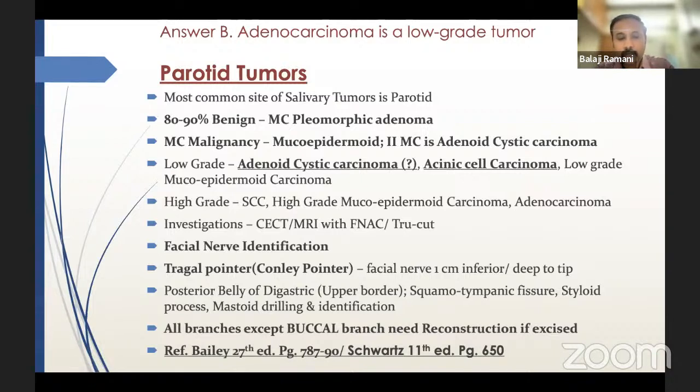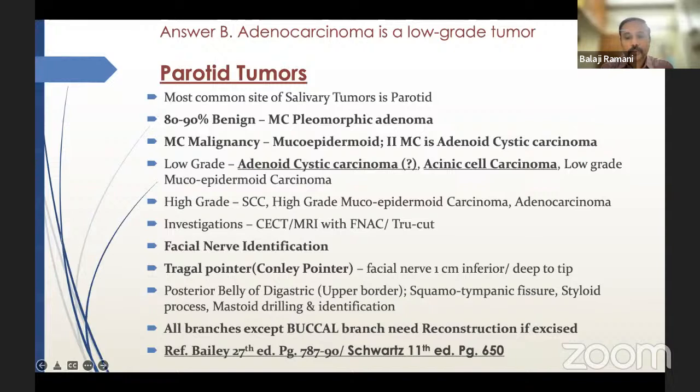The other way you can identify it is to look for the posterior belly of digastric along the upper border. You can go for mastoid drilling in some select cases. The styloid process can be used. Squamotympanic fissure. There are multiple approaches, but the only thing clinically asked is the tragal pointer, which is 1 centimeter inferior and deep to its tip. Now, as far as the branches are concerned, all the branches except the buccal branch need to be reconstructed if excised. For the buccal branch alone, reconstruction is not necessary.